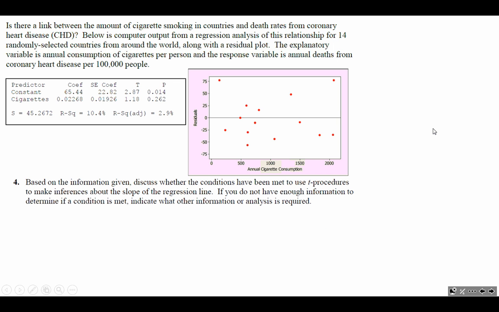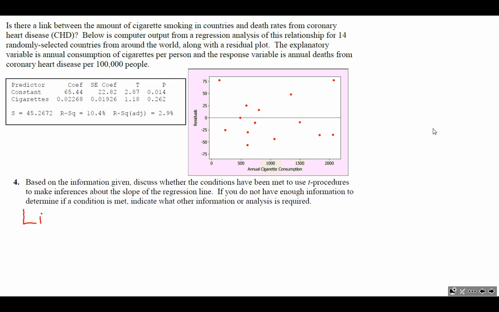Number 4, based on the information given, discuss whether the conditions have been met to use T procedures to make inferences about the slope of the regression line. If you do not have enough information to determine if a condition is met, then indicate what other information or analysis is required. So we need to do linear here.